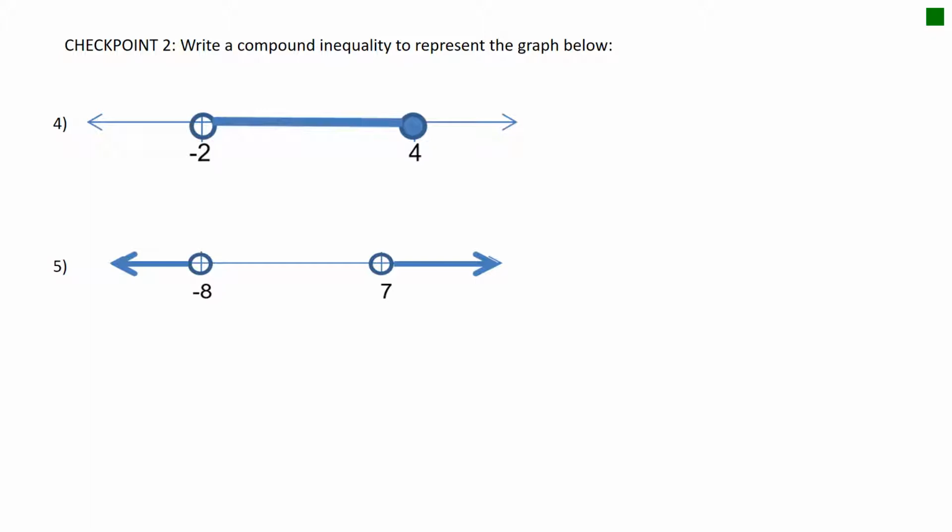Okay, checkpoint 2. Go ahead and draw these in your little notebook and give me your inequalities that go with those. Remember, use x, and you're going to have as many, one answer if you only see one line, 2 answers if you see 2 lines. Good luck.